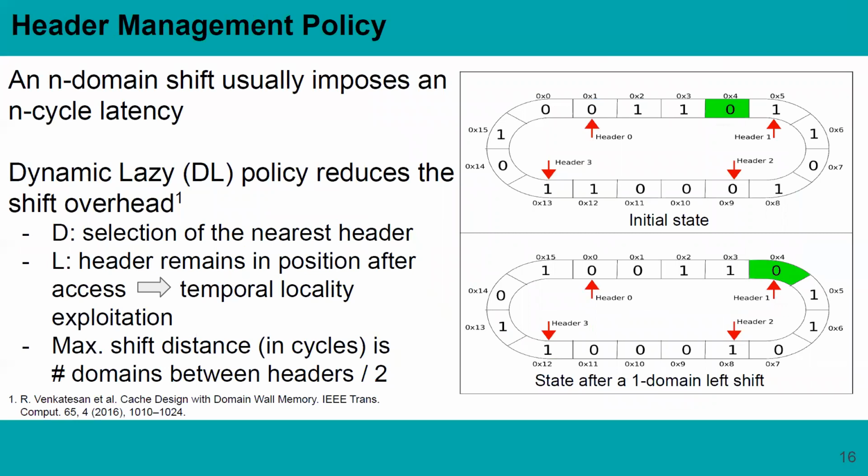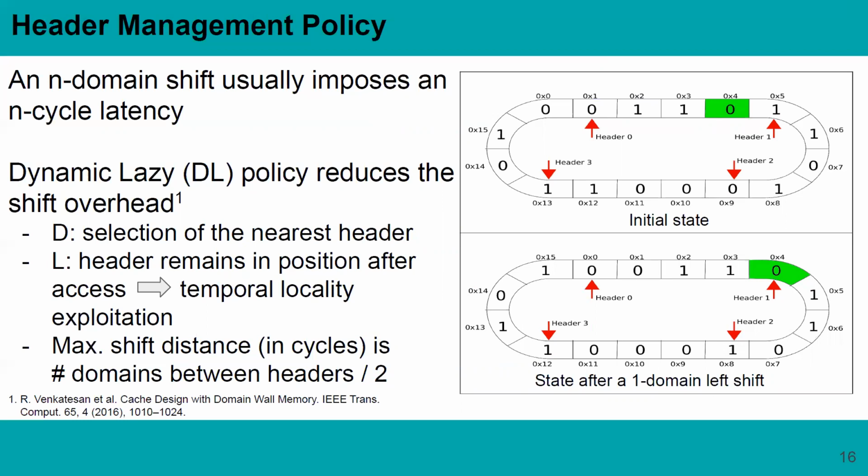An end domain shift usually imposes an end cycle latency penalty. In L1 caches, it is imperative to reduce the shift latency as much as possible. To do so, we exploit the state-of-the-art dynamic lazy header policy. In a multi-header racetrack, the nearest header to the target domain is selected at runtime. In addition, the header remains in the same position after the access completes, which helps exploit temporal locality.